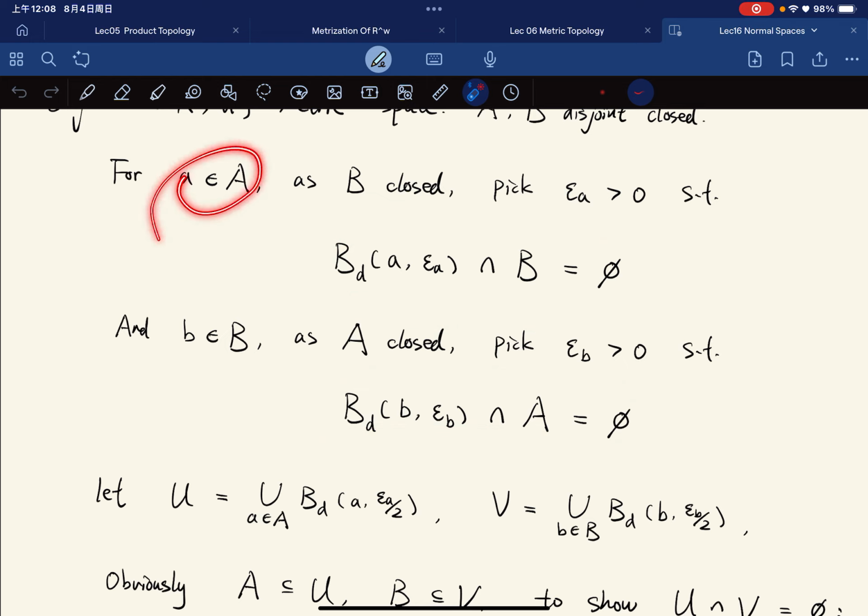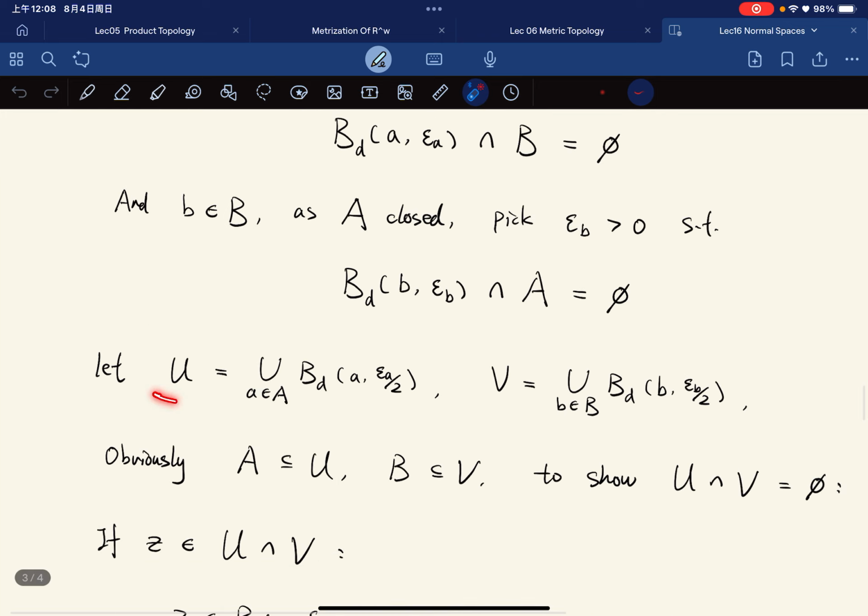And b is in B. We do it by symmetry, right? Pick epsilon_b such that this ball and A are empty. Okay, so remember the collection. We run through all the elements a in A and all the elements b in B. Now we take U and V, the union of them, but this time the radius, we divide by 2.